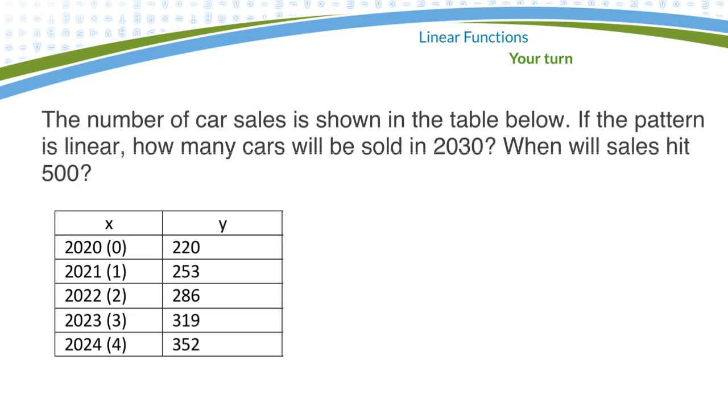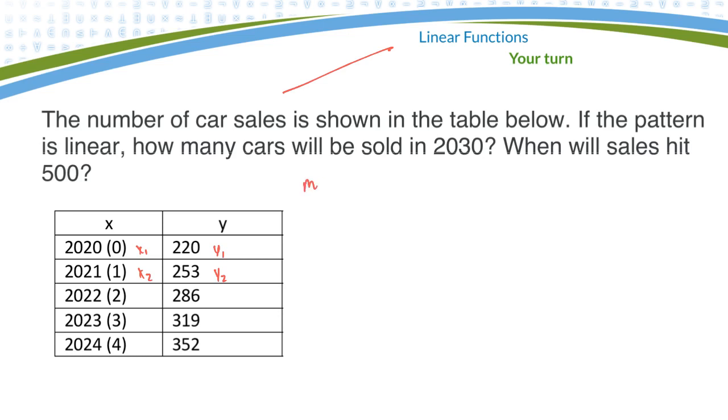Now the last one, and you can try this one. So a similar kind of question. Car sales, linear pattern. How many cars will be sold in 2030? When will sales hit 500? And so you would do the same thing. So you start with maybe an x1, y1, x2, y2. You'd find the slope. Maybe press pause, try it, come back when you're done.